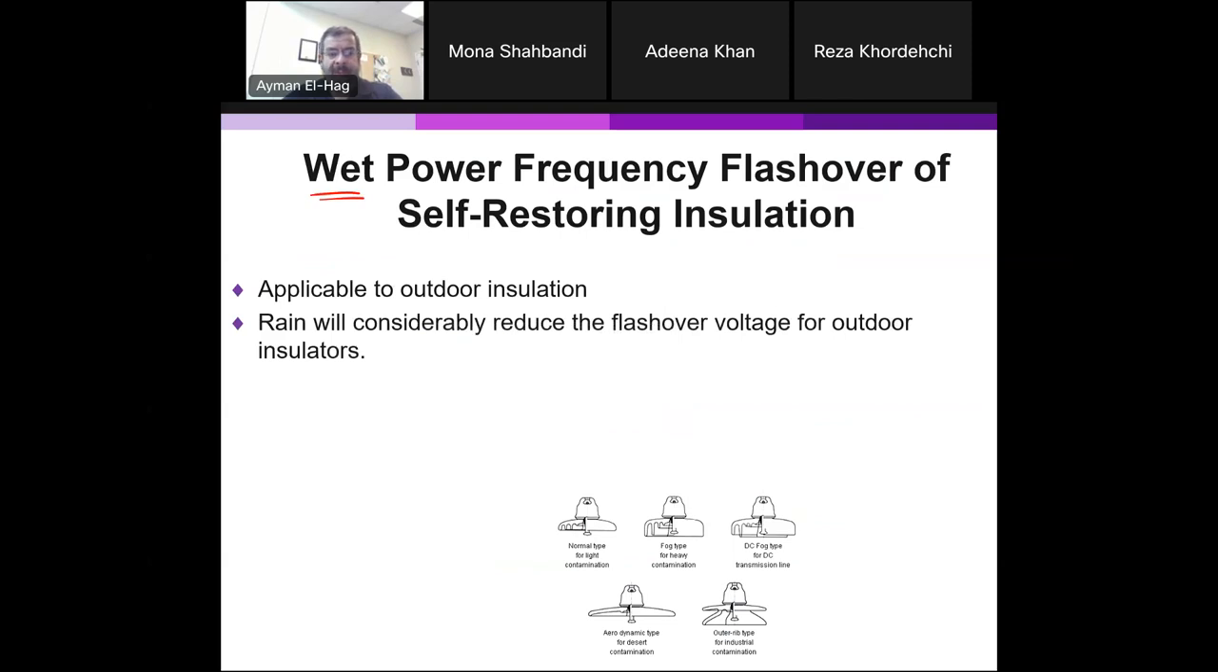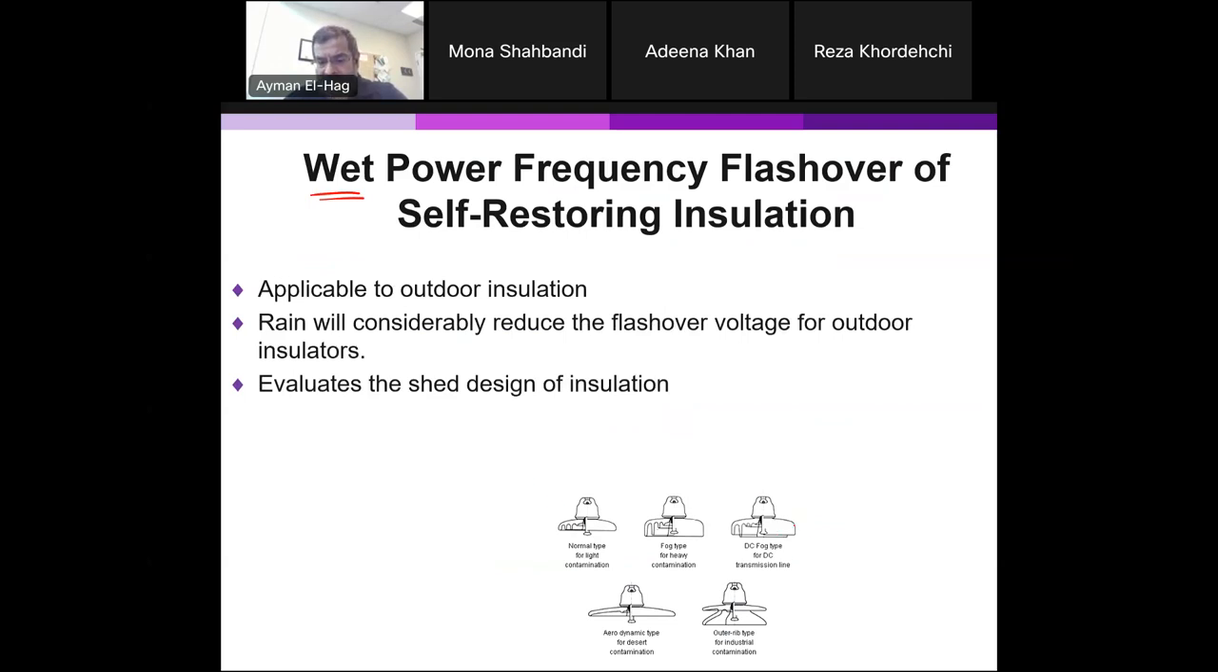Okay. Now here, when we have rain, dew, or mist, this will considerably reduce the flashover capability of the outdoor insulation system. And these tests are basically done to evaluate the shed design.